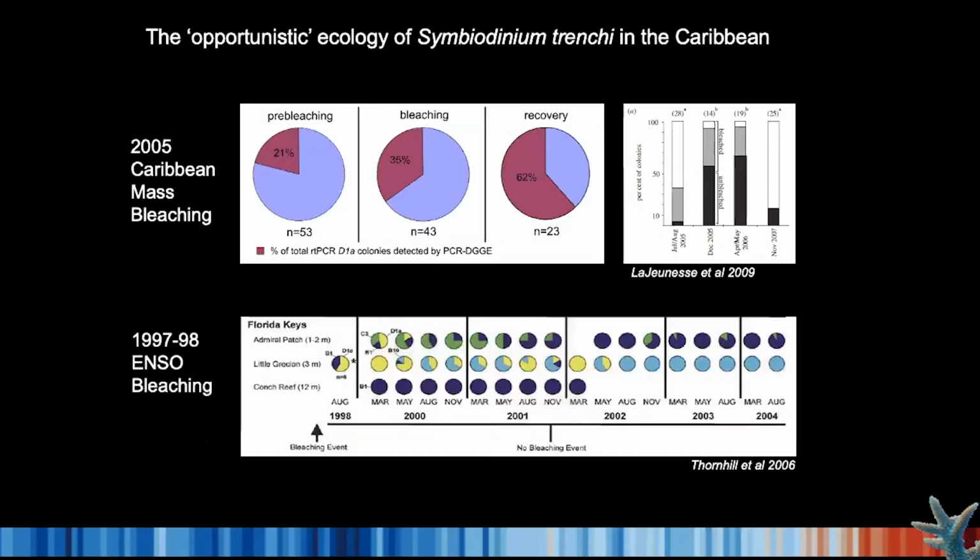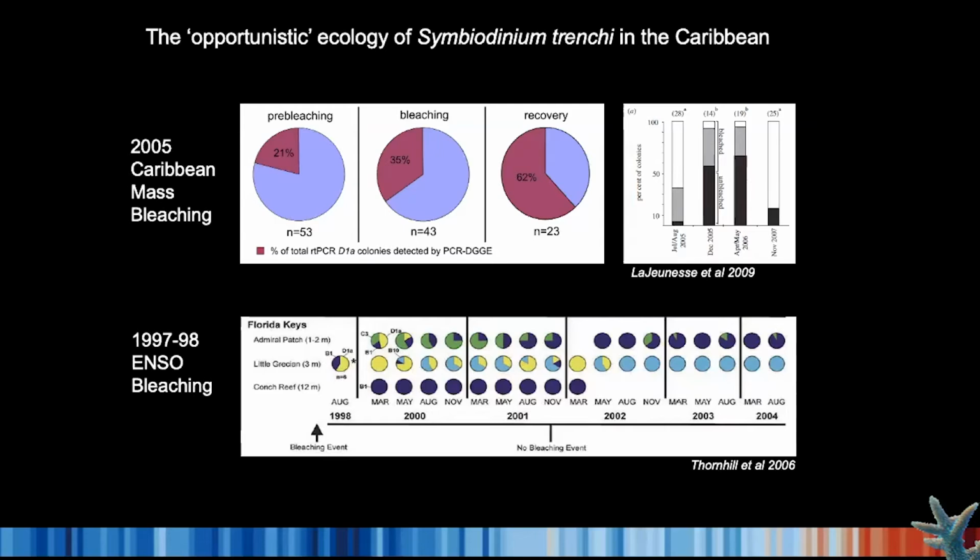So these are some of the data. This is the 2005 Barbados. 2 years later, we went back, and there's very little D1A in those colonies. This was colleagues that did the same thing after the 97-98 El Nino. D1A is the yellow, and you see after 2 years, it starts to revert back to the normal native symbiont populations.